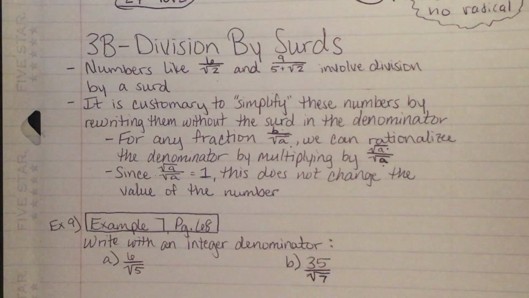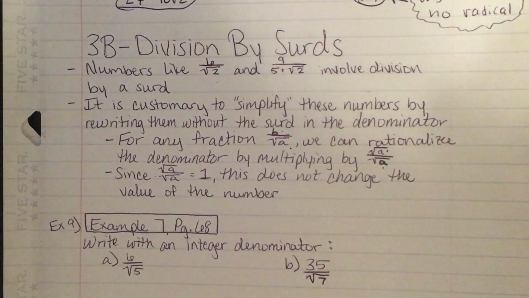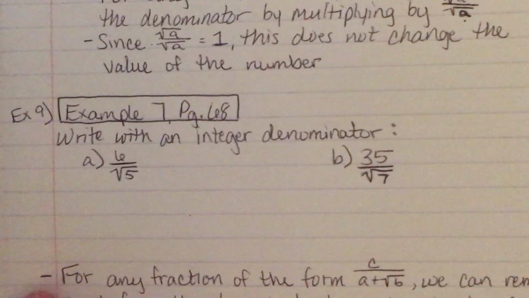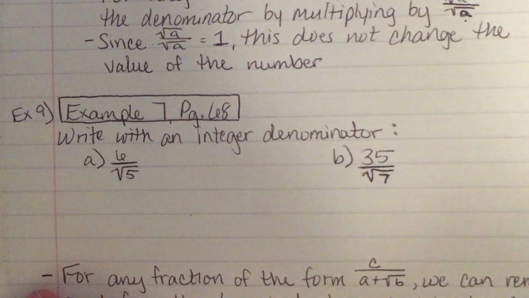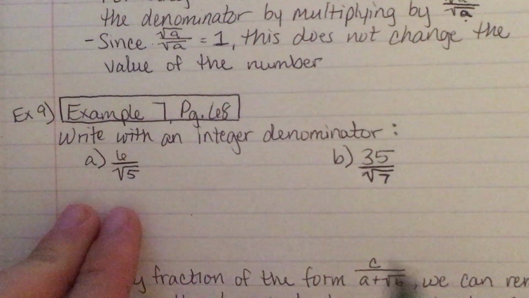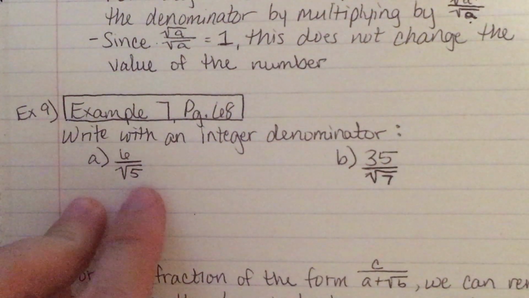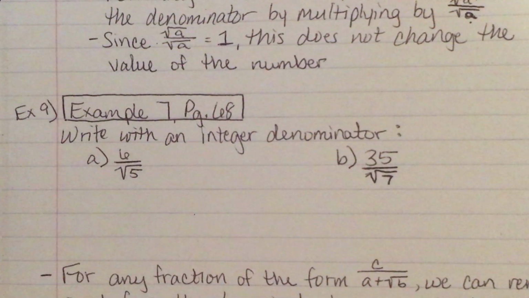The reason we do that is that square root of a over square root of a is 1. So it's not going to change the value of the number. Multiplying something by 1 just gives it itself, but it will no longer be dividing by an irrational number. So we're going to rewrite this with an integer denominator. Square root of 5 is a number that never ends. Dividing by a number that never ends is a no-go.